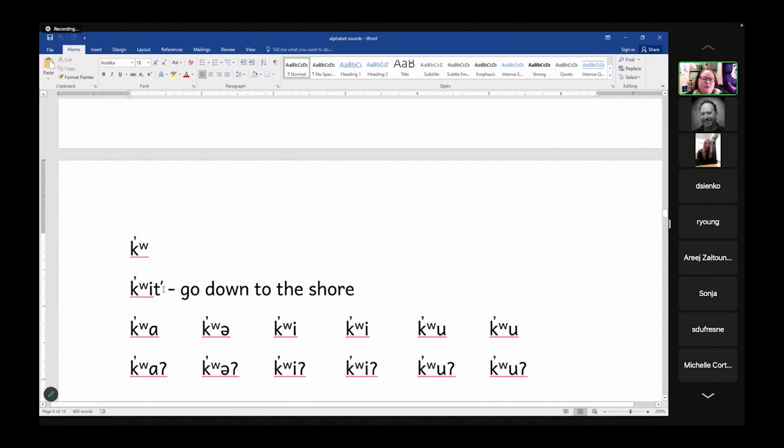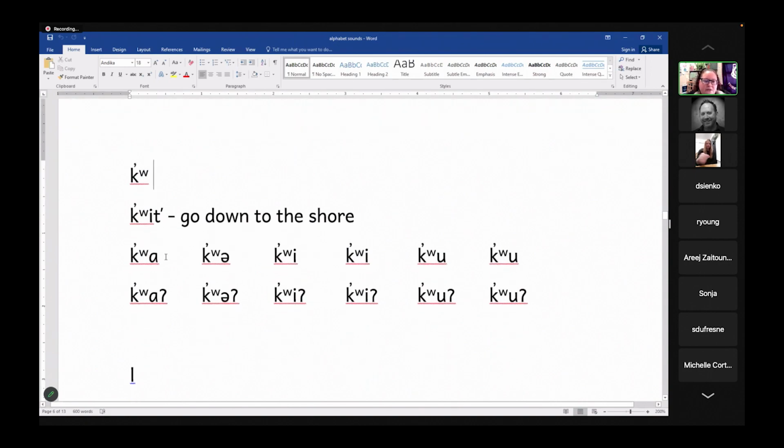Queet, queet, queet. Go down to the shore, queet. So let's do our sound chart. Qua, qua, qui, que, quo, quo. And then with the glottal stops, qua, qua, qui, que, quo, quo.